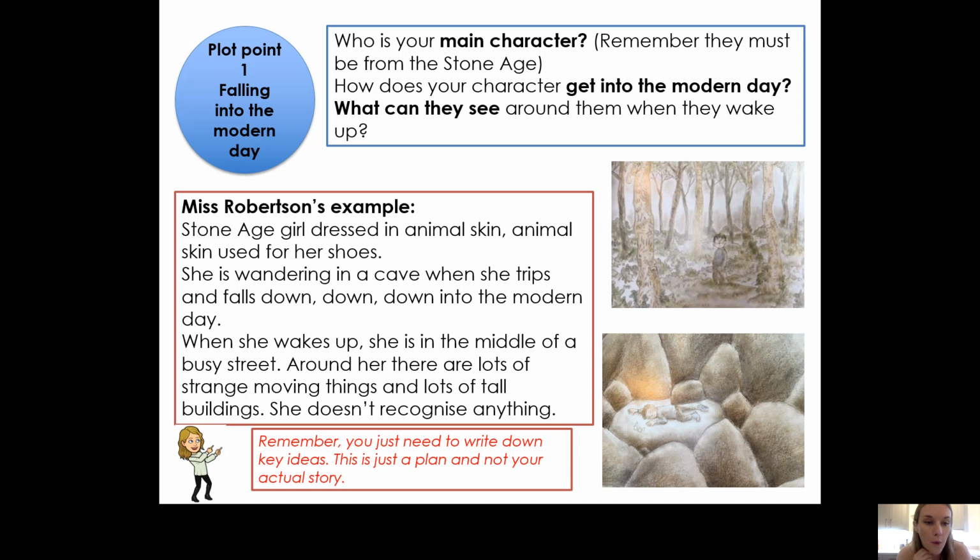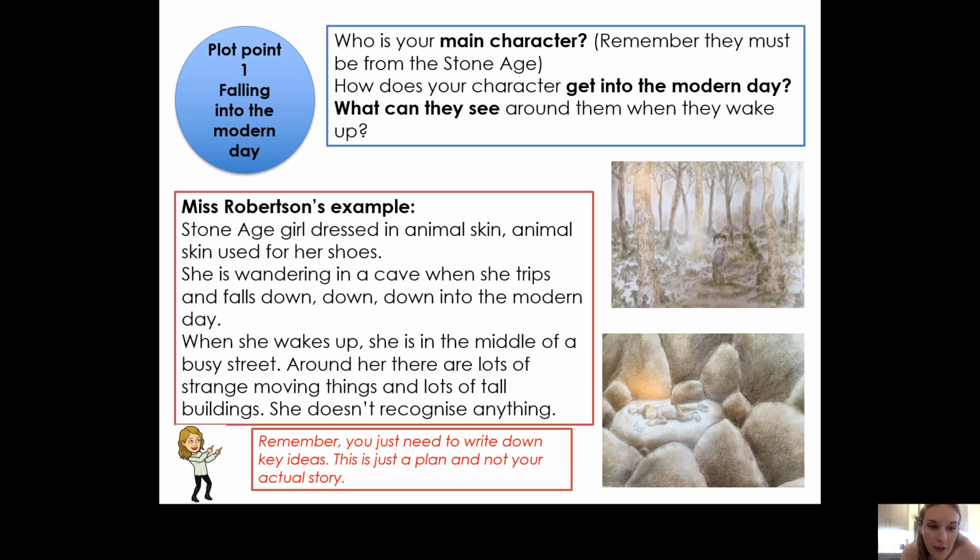So, plot point 1, falling into the modern day. So some questions to consider are at the top. So who is your main character? Now remember, they must be from the Stone Age, okay? How does your character get into the modern day? And what can they see around them when they wake up? So I've included here some pictures from the story. Okay, and then this is my example. And remember, look, I've just done some key ideas. Okay, not full sentences. I'm not writing my story yet.